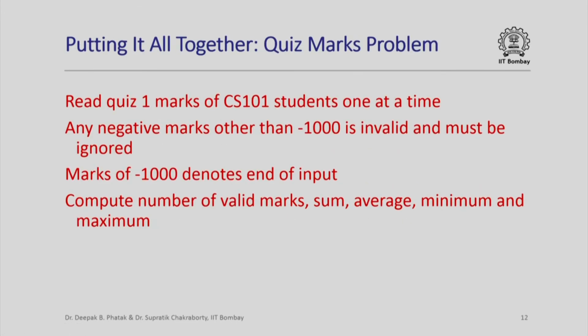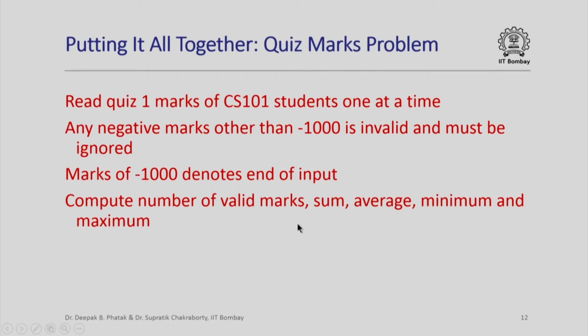Now let us look at a second example, our favorite quiz marks problem. But this is a slight variant of the quiz marks problem we have seen earlier. Here we are required to read quiz 1 marks of CS101 students one at a time. Any negative marks other than -1000 will be considered as invalid and must be ignored. On the other hand, if somebody enters -1000 as the marks, then that denotes the end of the input, and once that happens, we want to compute the number of valid marks, sum, average, minimum and maximum, and print them out.